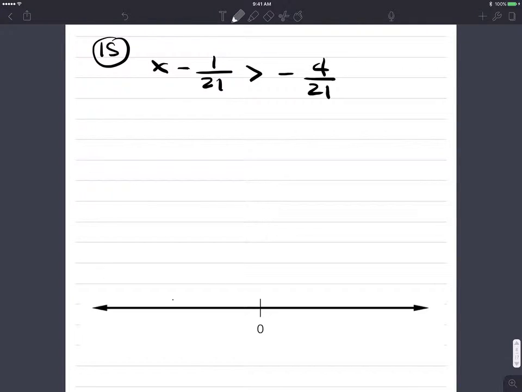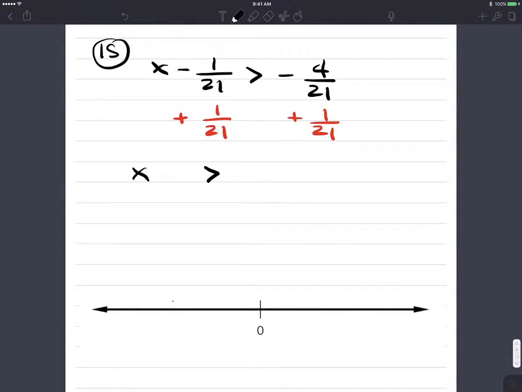Number 15. We're going to solve for x for this linear inequality by adding 1 over 21 to both sides in order to be fair. On the left side, we get x because negative 1 over 21 plus positive 1 over 21 is 0. And x will be greater than negative 4 over 21 plus 1 over 21 will give us negative 3 over 21. We're going to have to reduce this fraction.